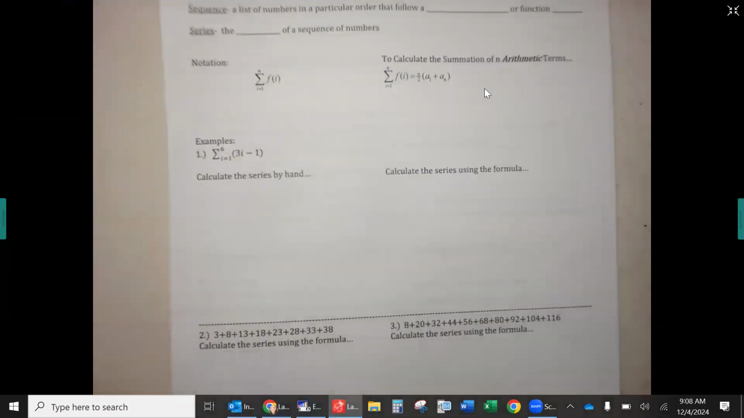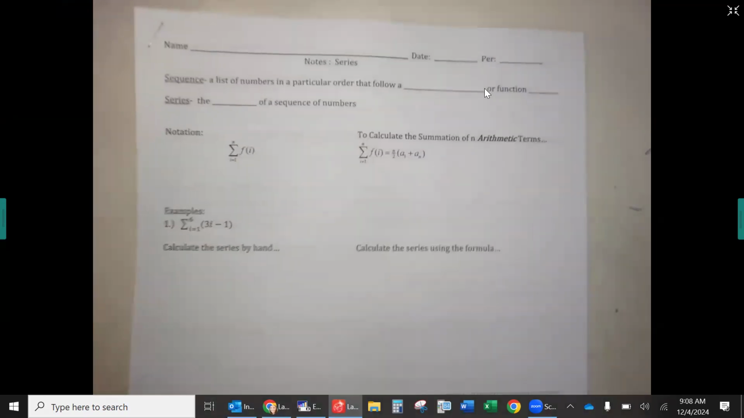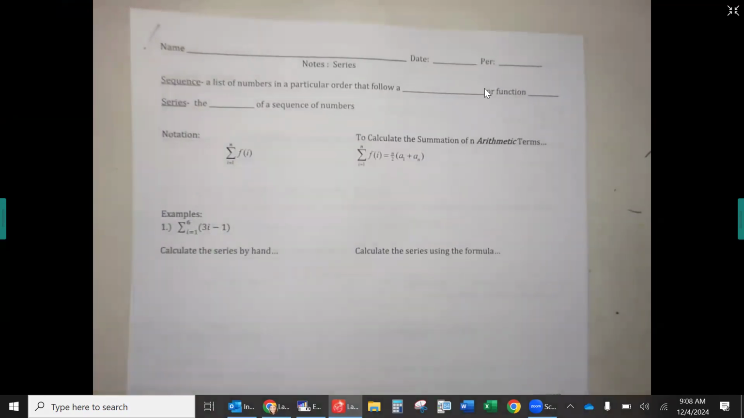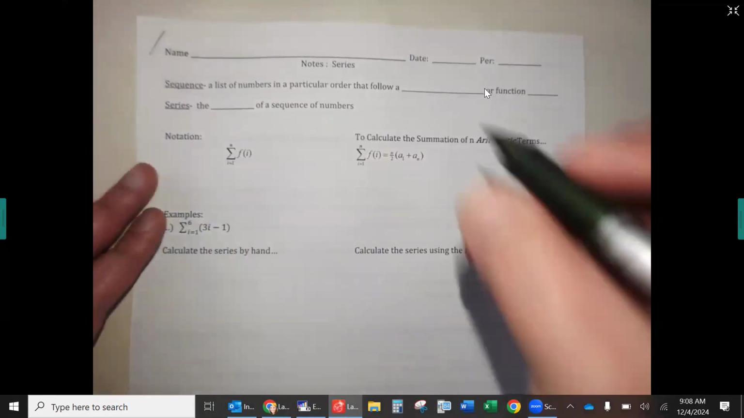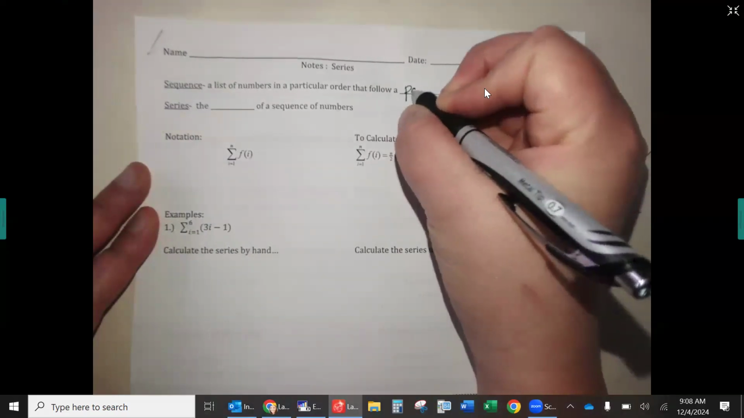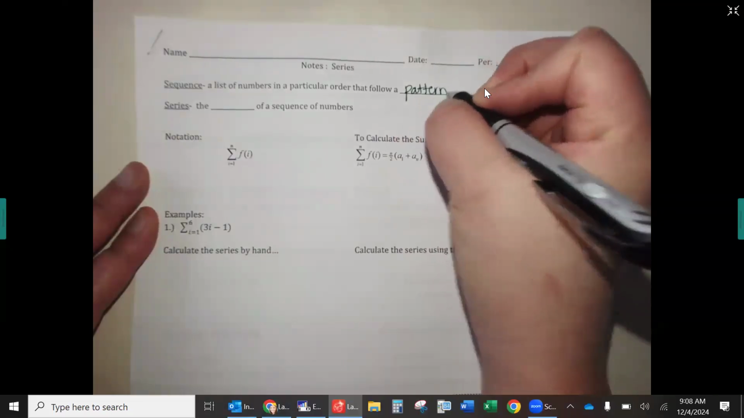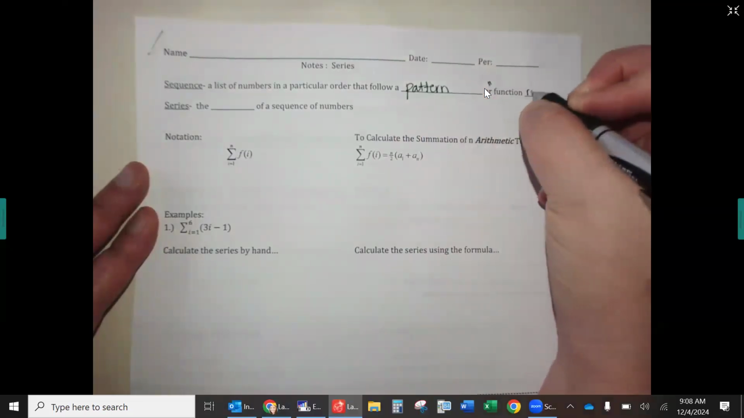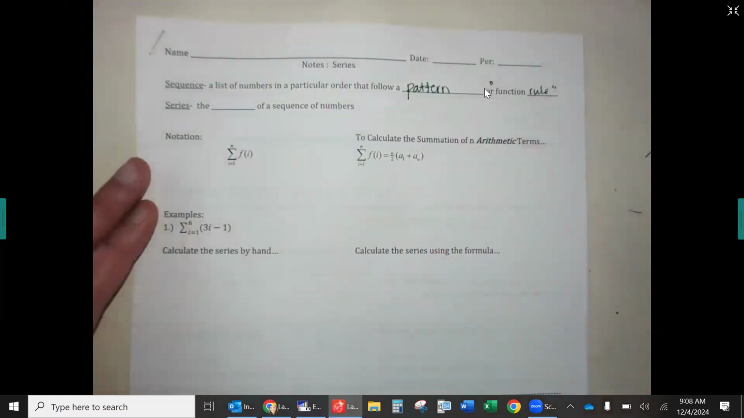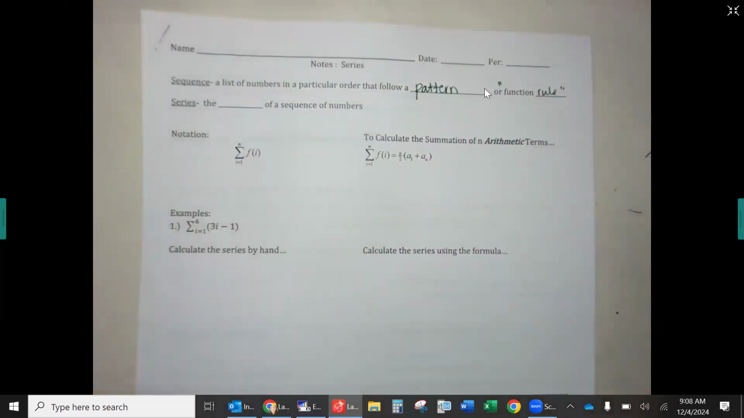So last time we went over sequences. Do you remember that a sequence is pretty much just a list of numbers that follows a pattern? If you want to fill in that first blank, it's just that they follow a pattern. Remember, sometimes we call that pattern a function rule. Basically, it's the formula that you would use to get each number in the sequence.